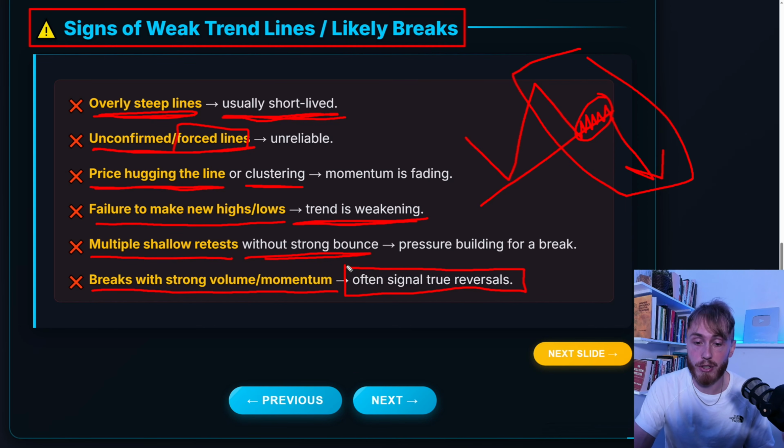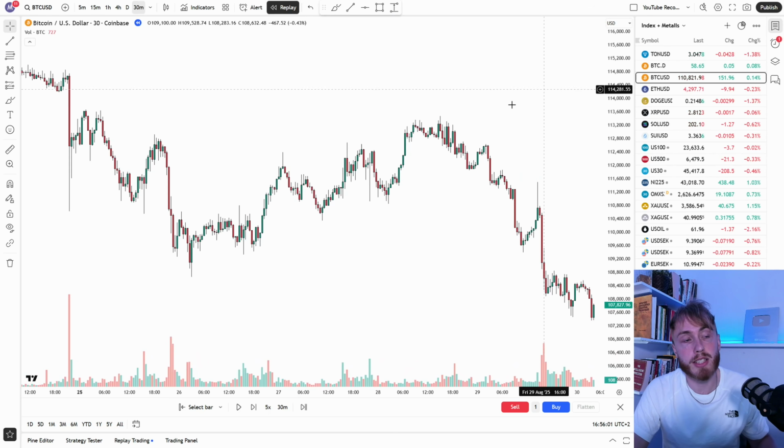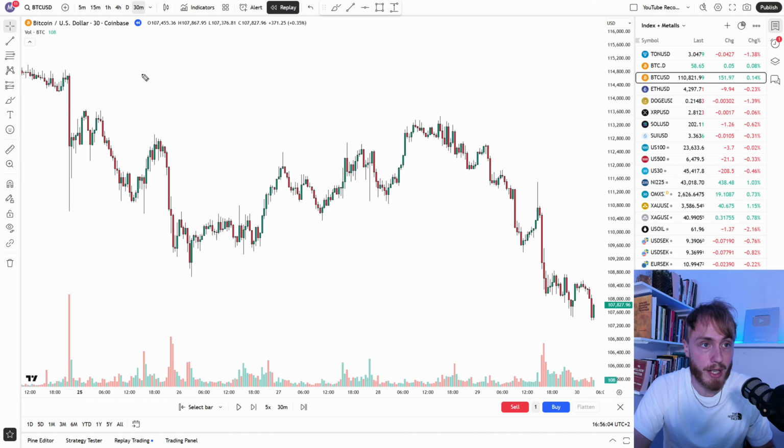But right, so now let's jump into TradingView, and we are currently looking at the 30-minute time frame. We're looking at Bitcoin right here.